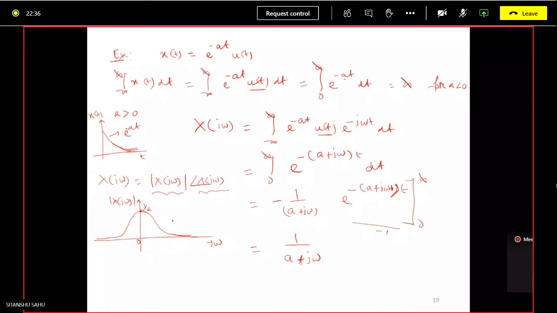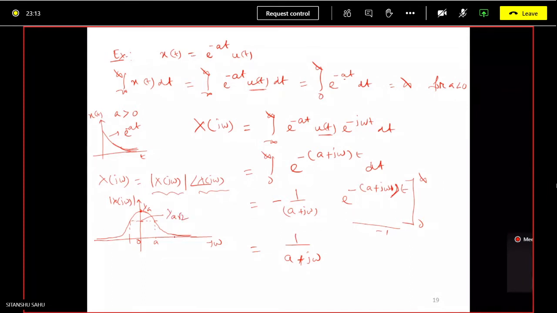All right, so if I put omega equal to a, that means at some point the value, its magnitude will be 1 upon a plus j a. To take the magnitude of that, this will be nothing but 1 by a root 2. So this value will be nothing but 1 by a root 2.